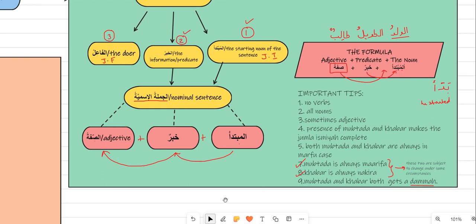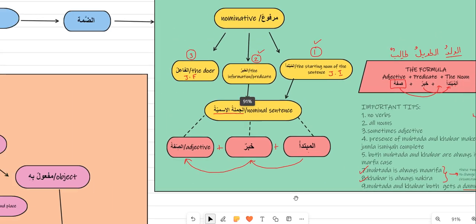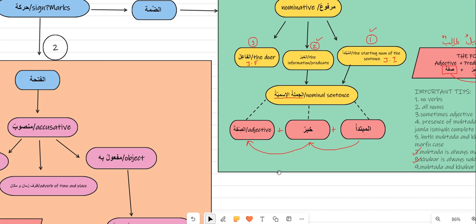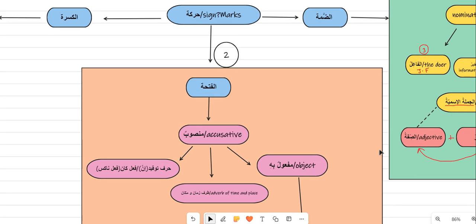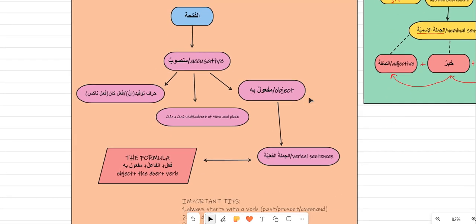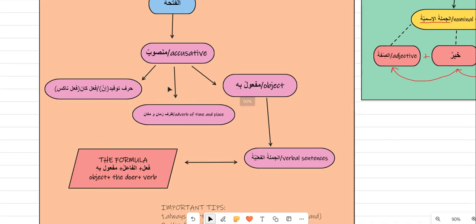And remember, jumla ismiya always falls under marfu case. Only the third position, that is the fail position, comes in jumla feliyah. So that's why I'm going to explain about the jumla feliyah here, which is in the mansoob case. Now in mansoob case, I have maful bihi, that is the first case here about the object.